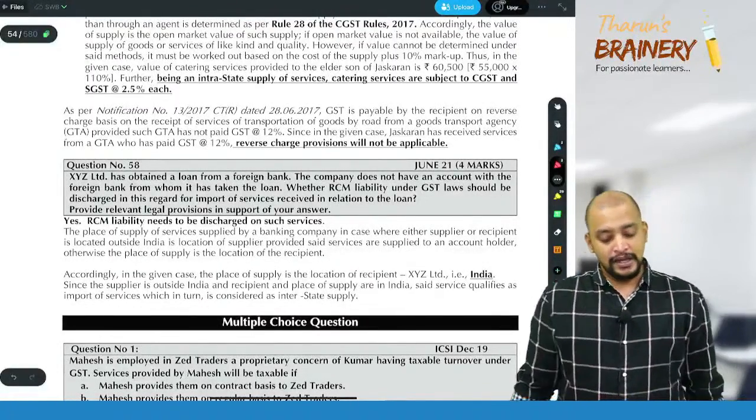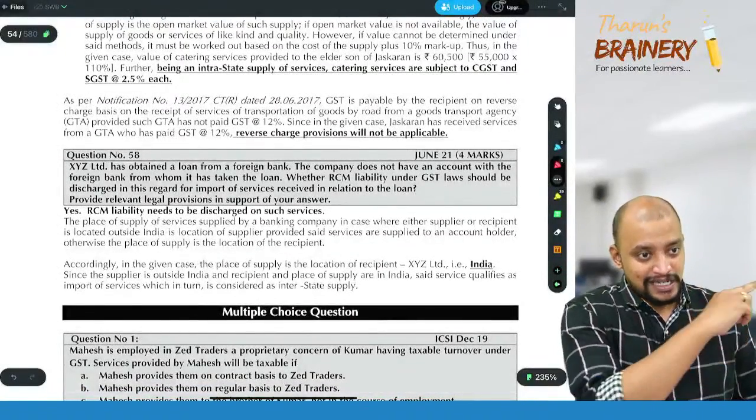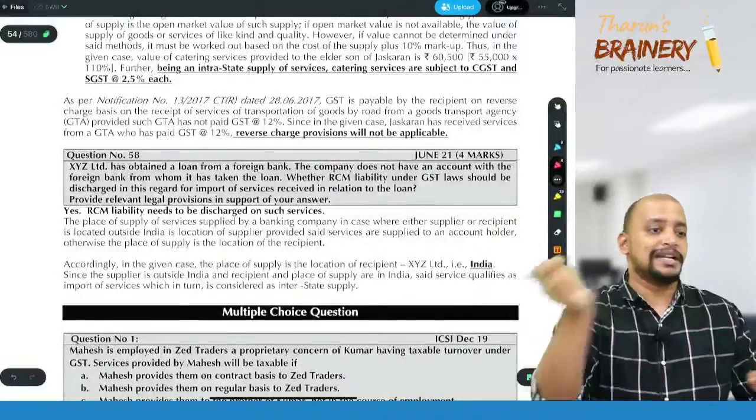Okay. So as there is a connection for import of service and RCM, I just gave it in taxable event. But like this, place of supply also can be interconnected. Okay.